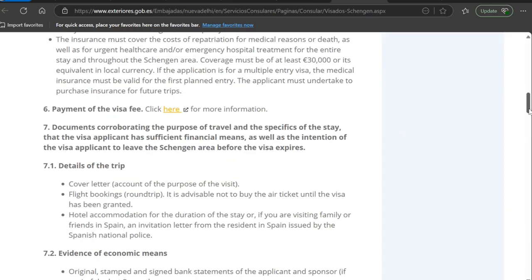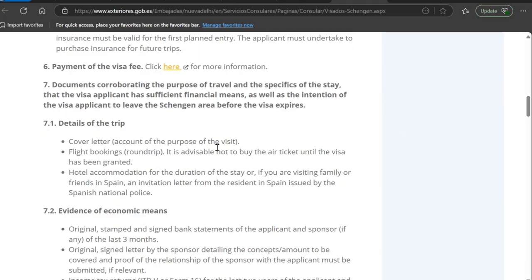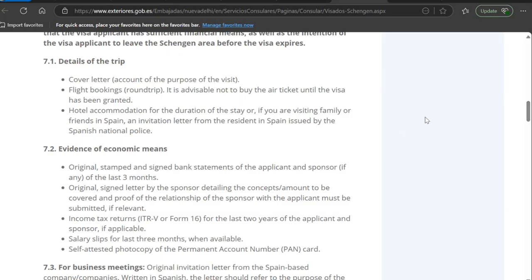Now, what are the documents you need, and the financial things that you need? If you're going as a tourist, then a cover letter, flight booking tickets, hotel accommodation. If you're going to stay at a hotel, or if you're going with a family member or some friends in Spain, then an invitation letter. For financial means, signed and stamped 3 months of bank statements. Income tax return, ITR-V or Form 16 for the last 2 years of the applicant and sponsor if applicable.